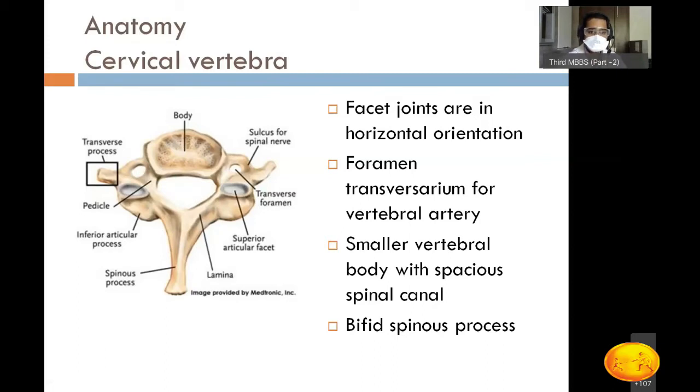And if you carefully look at the facet joints, they are almost horizontal, so they give maximum mobility. So if you see, the spine has its maximum mobility at the craniovertebral junction first, then the lower cervical spine, which has these horizontally oriented facet joints. So if you want to flex or extend your neck, these joints help in that movement.